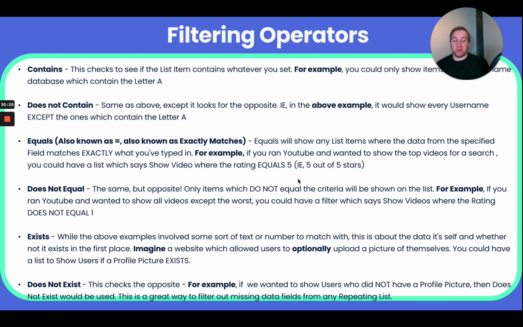Again, you can do exists, which will simply check if a piece of data is there. So if you had a website that let you optionally upload a profile photo, like Twitter for example, you could show all the users who have a profile photo, and then you could filter out everyone who doesn't. And that kind of thing can be quite good if you are trying to not have any missing data or mismatched data on your website. You can just filter all that kind of stuff out.